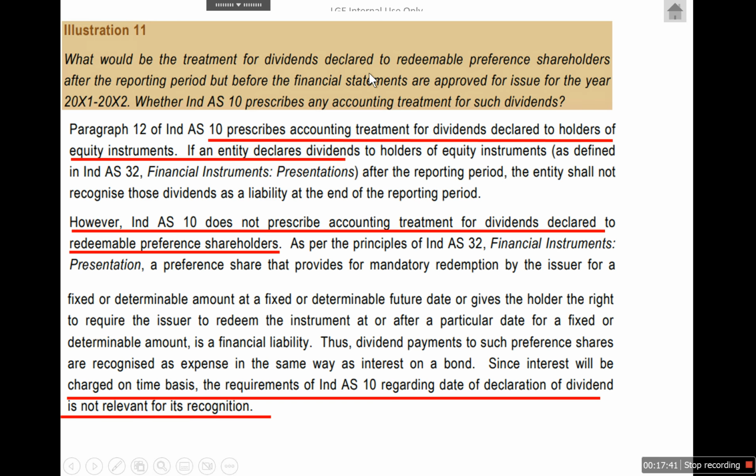What will be the treatment of dividend declared on redeemable preference shares after the reporting period but before the financial statements are approved for issue for the year X1, X2? Does Ind AS 10 prescribe an accounting treatment for such dividends? Ind AS 10 talks only about the treatment of dividend to the equity shareholders. It does not describe the dividend to preference shareholders, so it is out of the scope of Ind AS 10. The requirement of Ind AS 10 regarding the date of declaration of dividend is not relevant for its recognition.